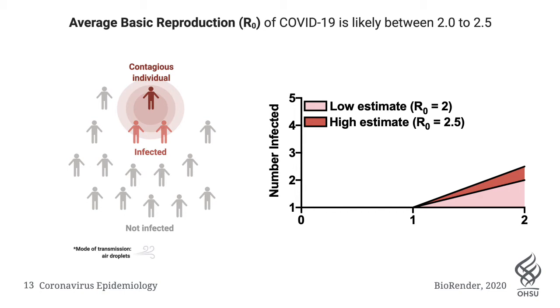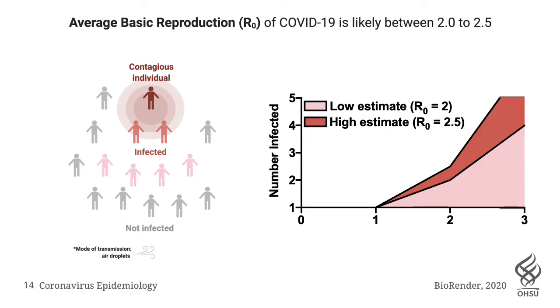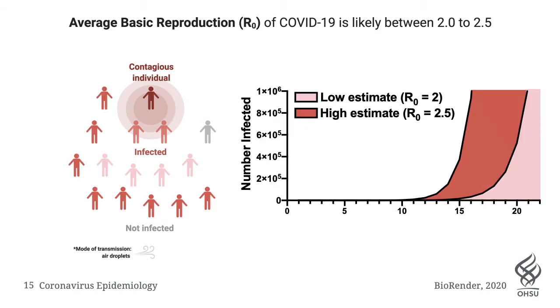So here's another way of looking at that same information. You've got one contagious individual in a community. That first individual is going to affect 2 other individuals. The second 2 individuals that are infected will proceed to infect 4 other people. As this scales up over time, you can see for both the low estimate and the high estimate, this becomes an exponential curve of infection.